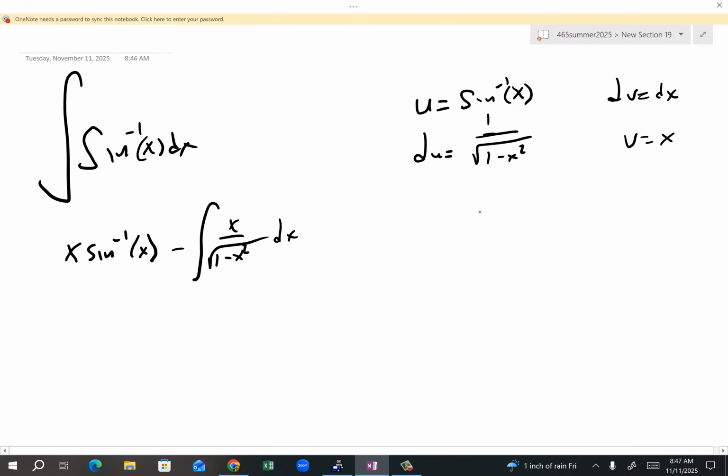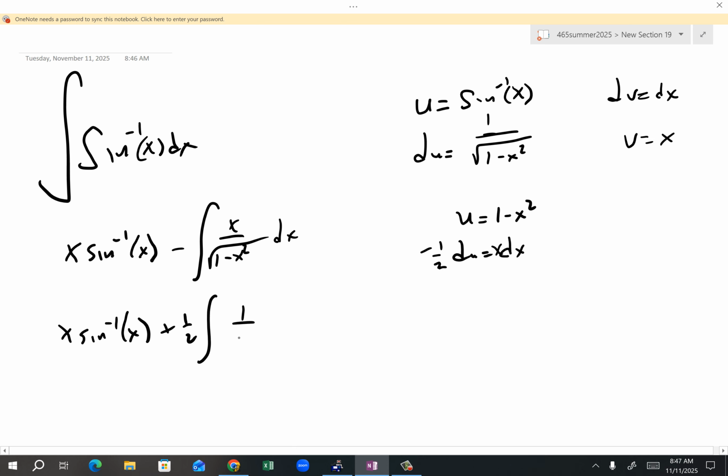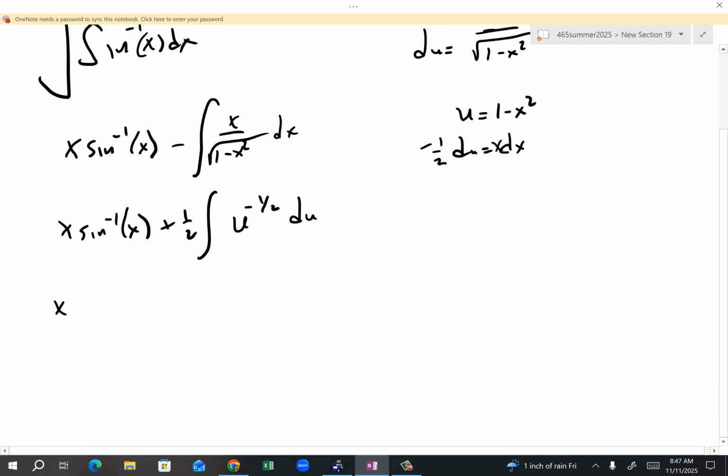Well, to me, that looks an awful lot like u is 1 minus x squared, du is equal to negative a half of an x dx, I guess. Yeah, that looks right. Did that in my head. So that means I'm going to have x arc sine x plus 1/2, and then it's going to be u to the minus half du.